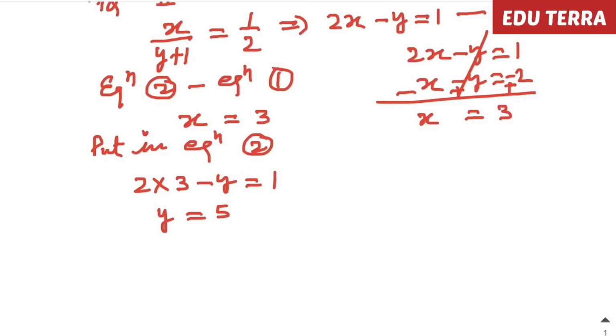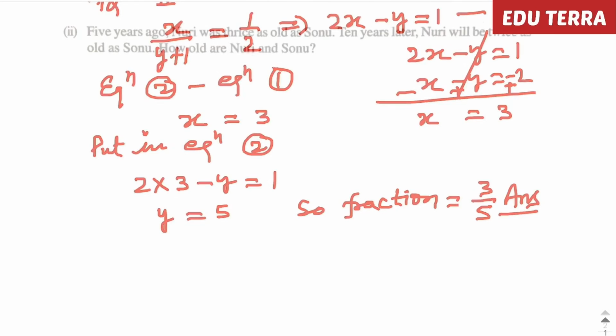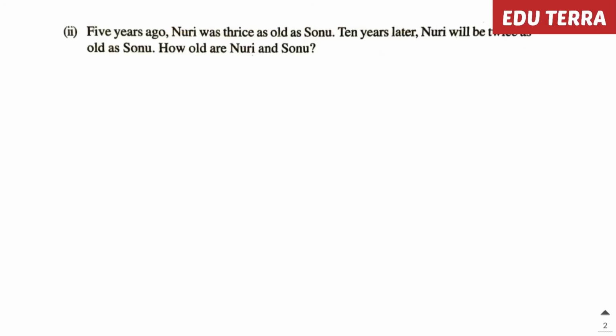Now what is the fraction? So fraction equal to 3 upon 5. It is our answer. Second part. 5 years ago, Noori was thrice as old as Sonu. 10 years later, Noori will be twice as old as Sonu. How old are Noori and Sonu?